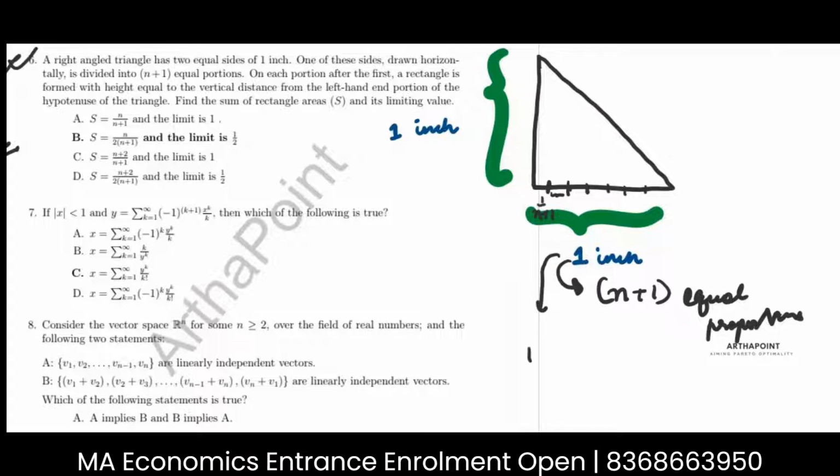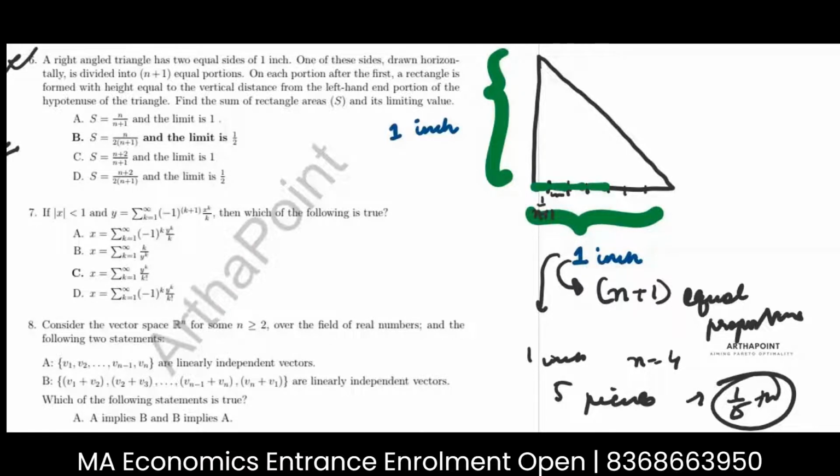Supposedly it is of 1 inch and I say n is 4, so I divide it into 5 pieces. So each piece has a width, sorry, of 1 by 5. This is 1 by 5, 1 by 5, 1 by 5, 1 by 5 like that. Okay, so this is what the question is saying.